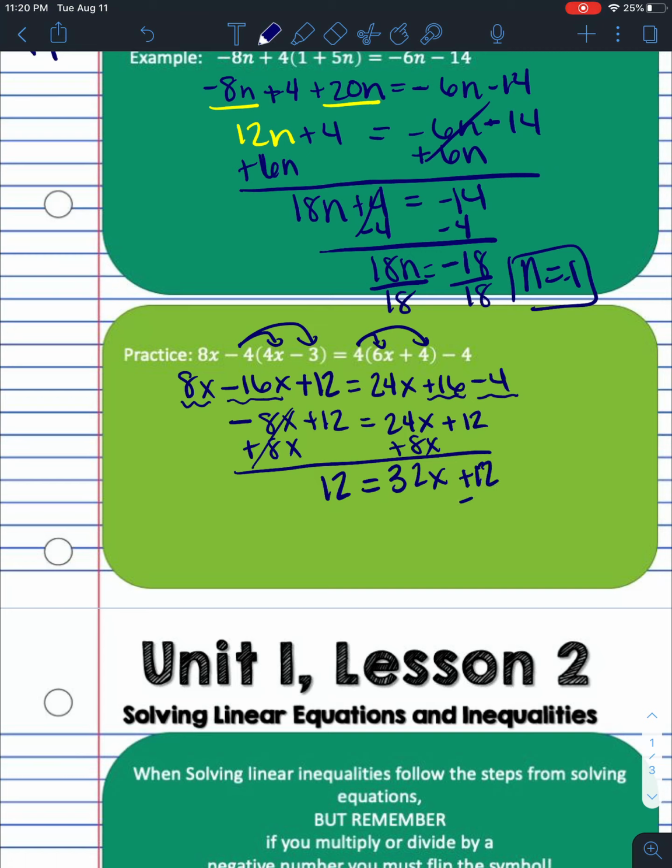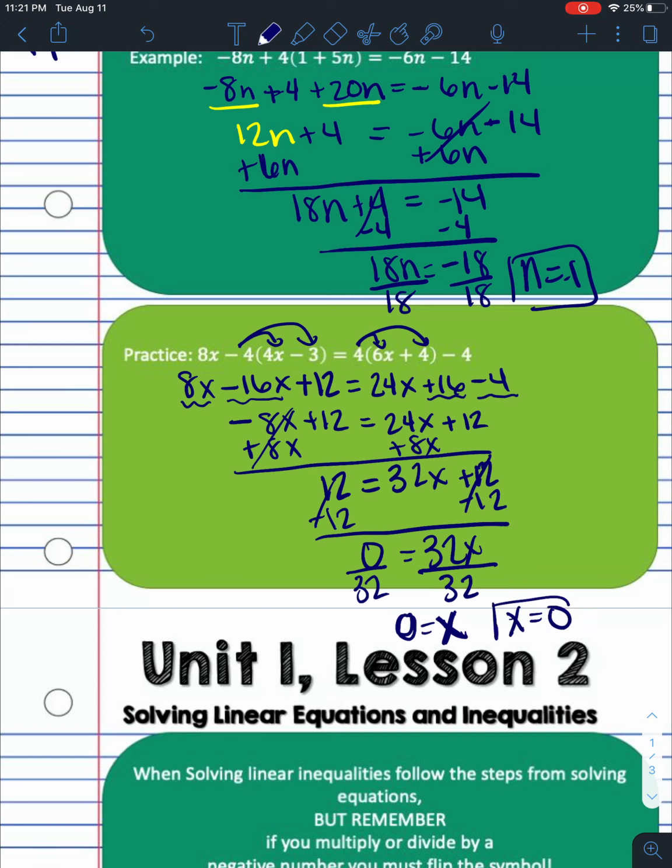plus 12, and I'm going to subtract 12 from both sides. And these go away. I have 32x equals 12 minus 12 again is 0. And then what do I want to do here? I still have a number next to a variable. That means multiplication. To undo that, I'm going to divide. So x equals 0 divided by 32 is 0. And this can be rewritten as x equals 0.